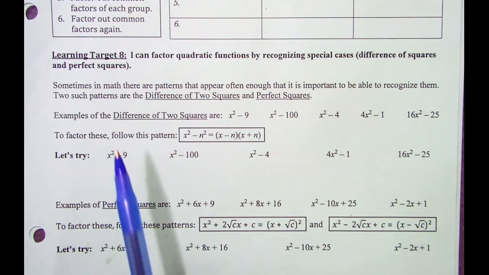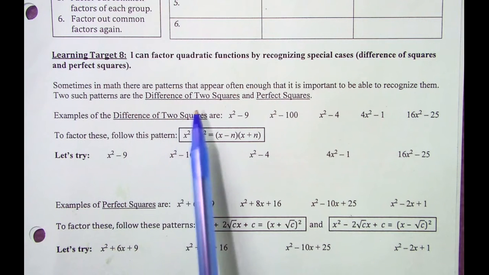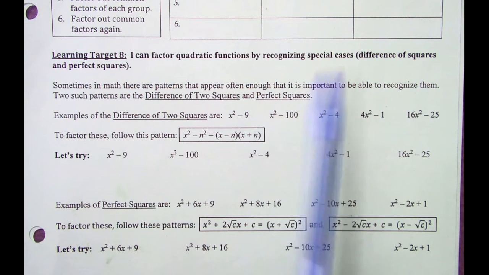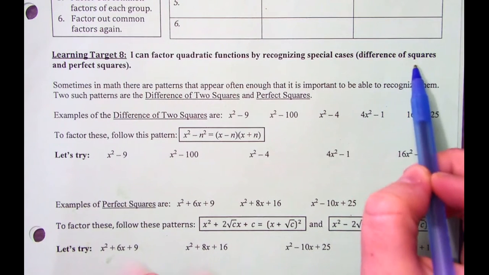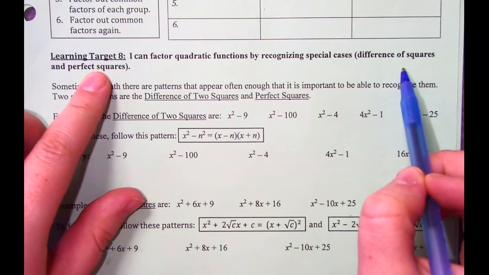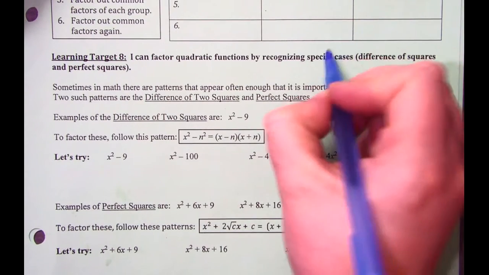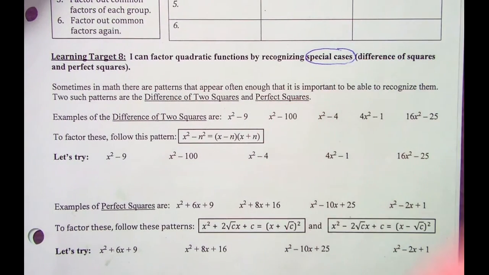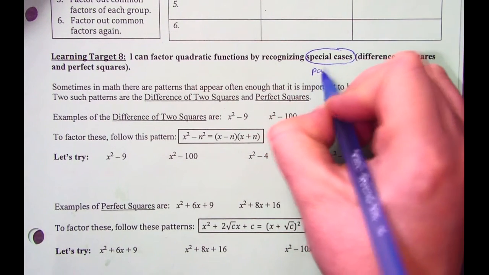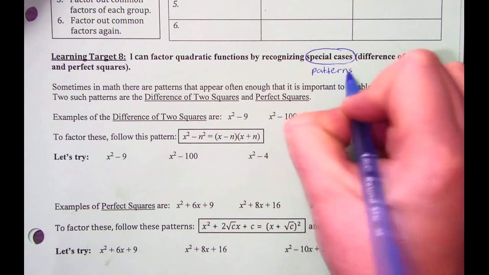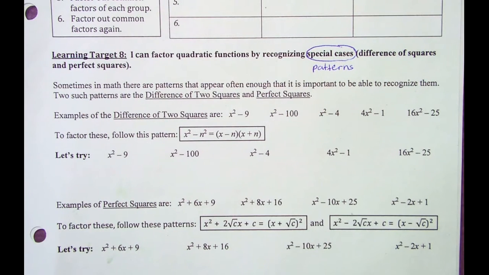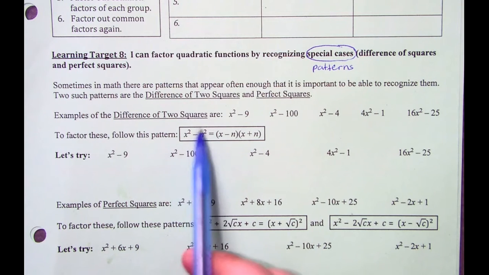So learning target 8 says I can factor quadratic functions by recognizing special cases, such as the difference of squares and perfect squares. Now, if we think about special cases, really that's just talking about patterns. We're looking for patterns, and when we find these patterns, we can use them to help save us time. The first pattern that we're going to talk about is the difference of two squares.